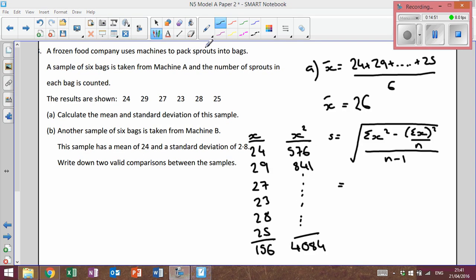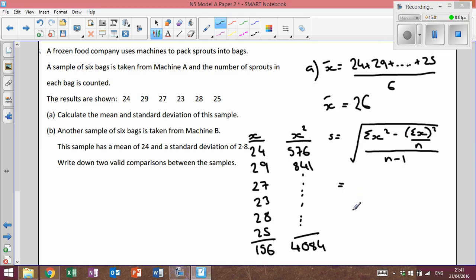Okay, and if by magic it appears at the bottom, 4084. And then your standard deviation formula from your formula sheet is that. Again, make sure that you go and you check it. You don't just think you know it. Okay, so we sub in. The sum of my x squared is this number here, so it's 4084. And then I'm taking away the sum of my x's, which is 156, squared, divide by n, which we know is 6, and divide by n minus 1, which we know is 5.